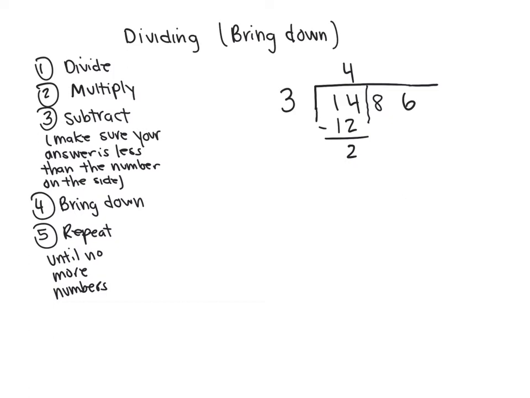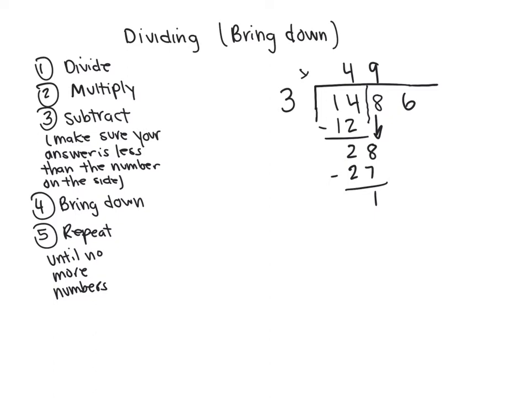Okay, so then my step 4 is bring down. So I'm going to bring the next number down. I'm using this arrow just so I know that I'm bringing that number down. So my new number is 28. So I have to repeat what I just did. So I'm dividing 3 into 28 now. 3 goes into 28 9 times. Then I multiply. 9 times 3 is 27. Step 3, subtract. 28 minus 27 is 1. I have to make sure my answer is less than the number on the side. The 1 is less than 3, so I'm right.